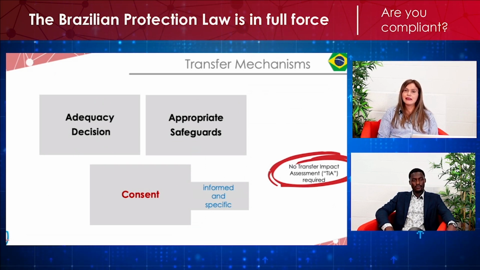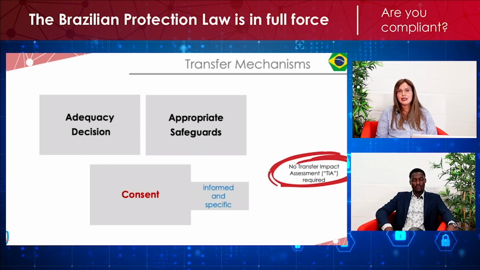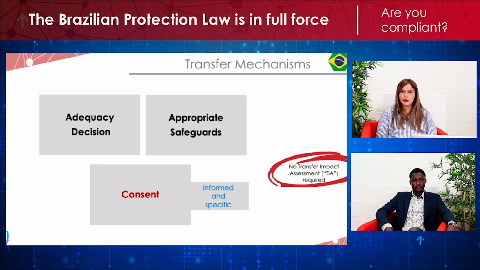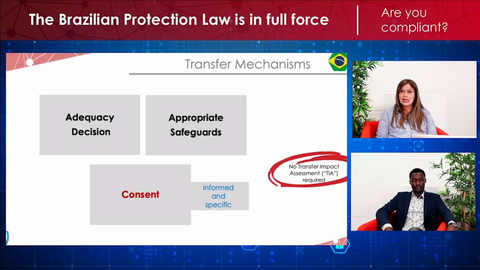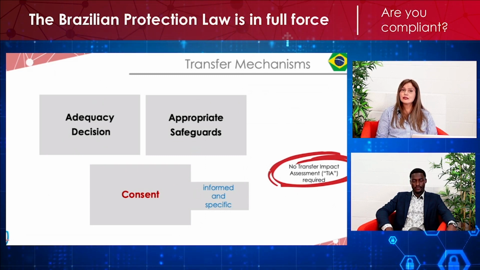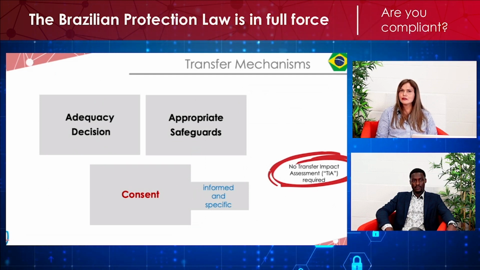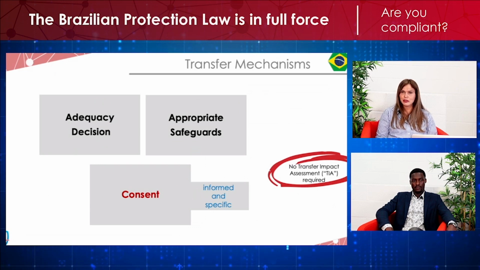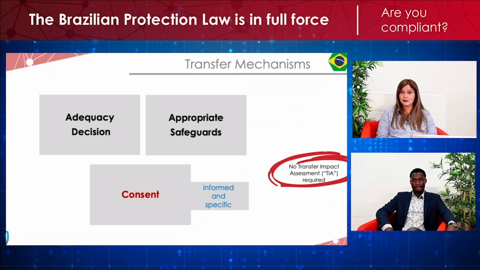So first, we have adequacy decisions, meaning that we can freely transfer data to countries that are considered adequate according to a list to be published by the Brazilian Data Protection Authority. Then, for countries that are not adequate, we have to implement appropriate safeguards, which include standard contractual clauses, binding corporate rules, certification, codes of conduct, the same ones mentioned in GDPR. And the LGPD also authorizes the transfer when the data subject provides his consent.